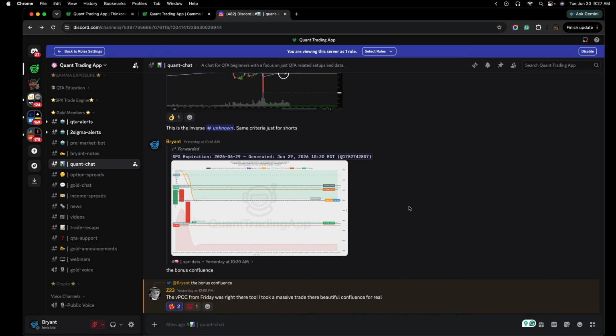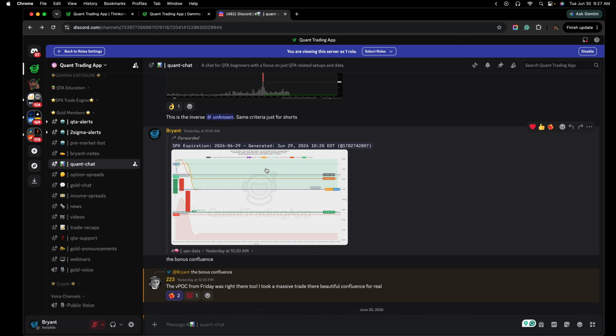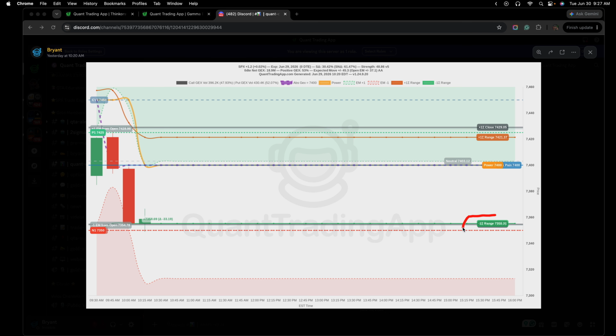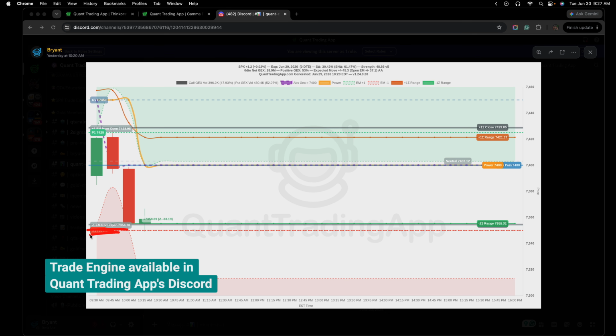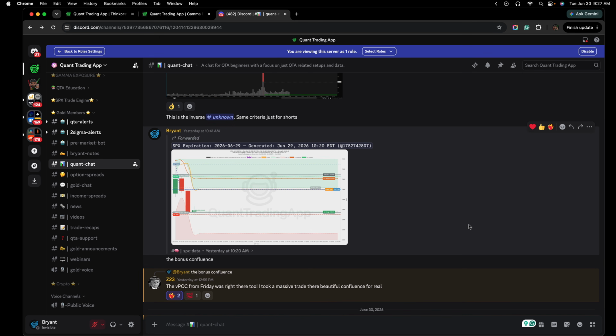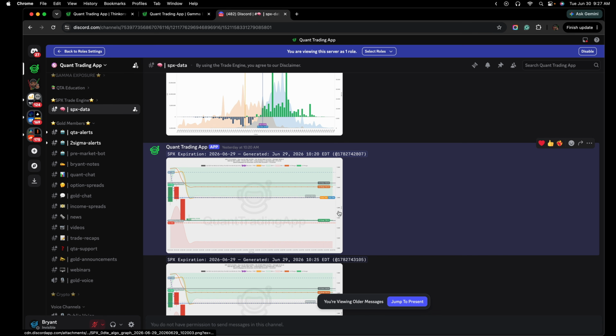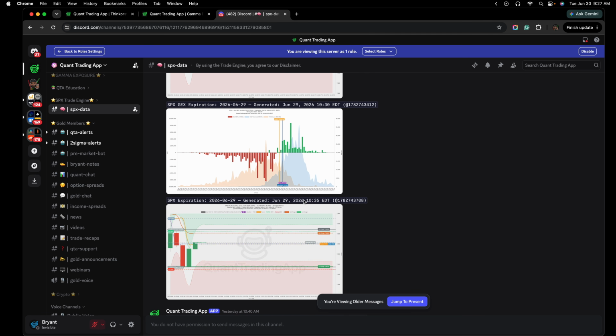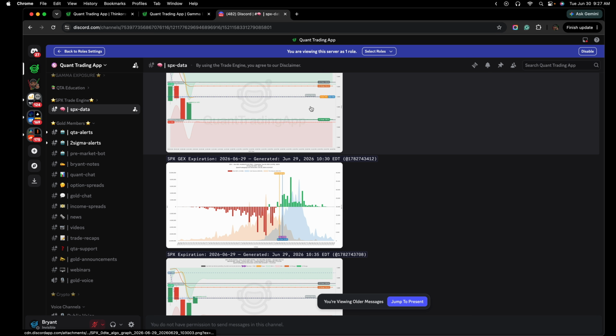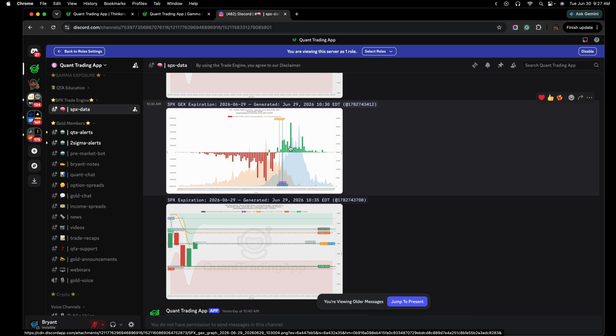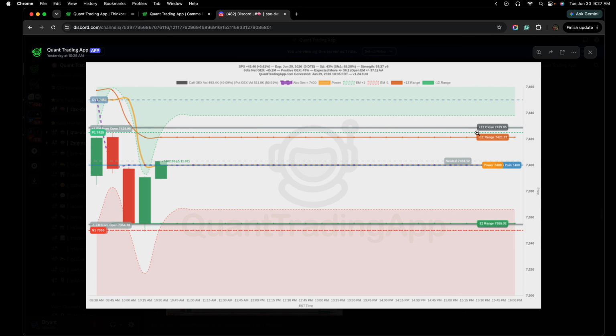On top of that, we had some additional confluence from the Quant Trading App trade engine, letting us know that at this point, this was the -1 sigma range for the day. It was also the highest net negative gamma strike for the day. It was also the expected move from the options chain for the day. So all this confluence at this area just added extra conviction to the trade to take it long. The SPX trade engine is going to send out data at periods throughout the day, updating in real time with price action, with levels from gamma exposure, as well as statistical levels like the 1 sigma ranges, the 1 sigma closes, and the expected moves from the open.